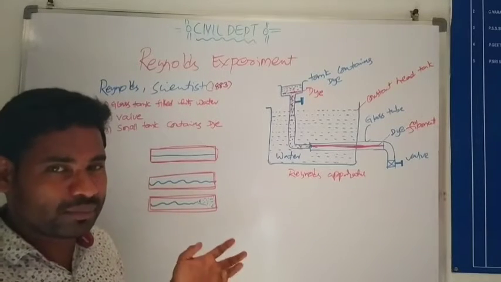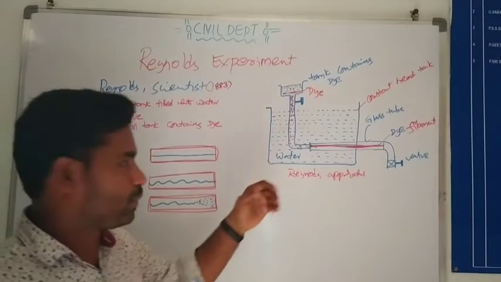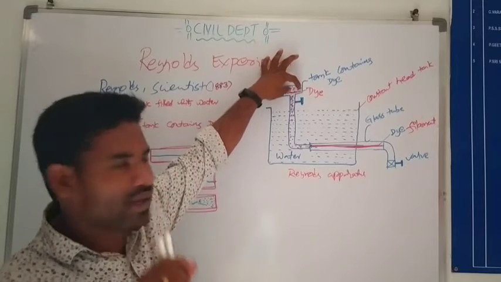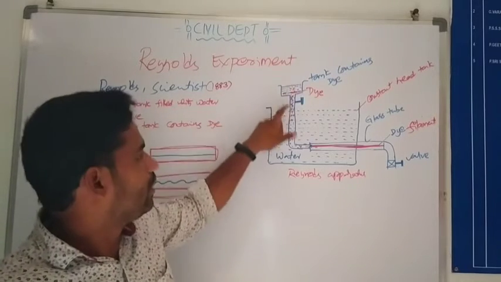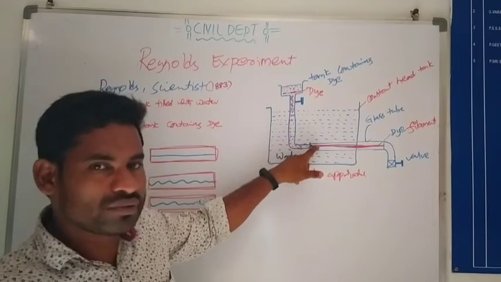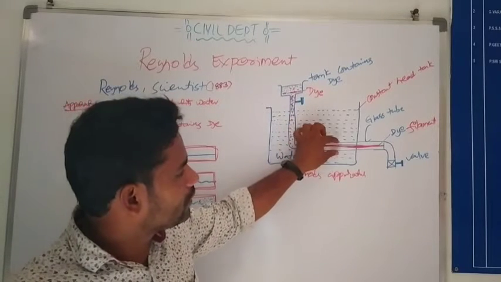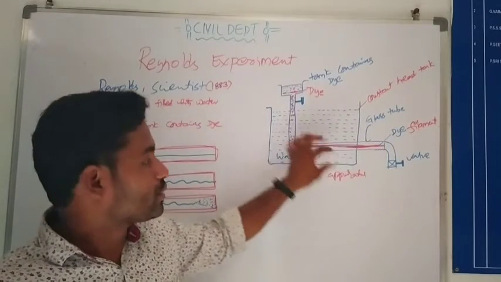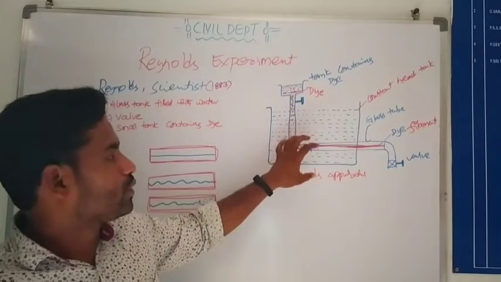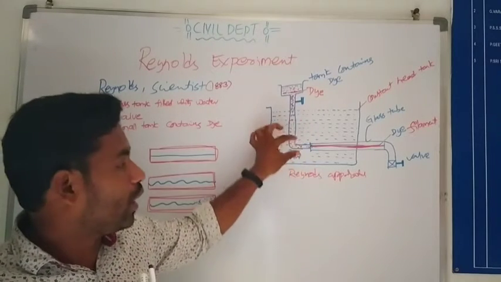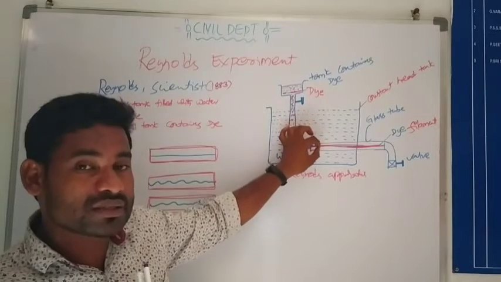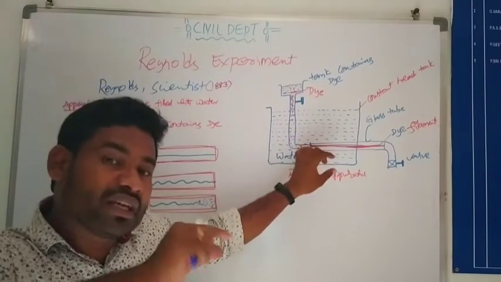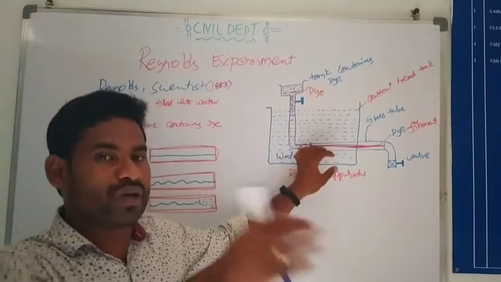Did you understand anything from that experiment? I will explain. He kept some dye in the small tank and opened the valve, and the dye comes here and mixes with water in the glass tube. He observed how the dye filament flows at low velocity. Again he increased the velocity and observed how it flows.